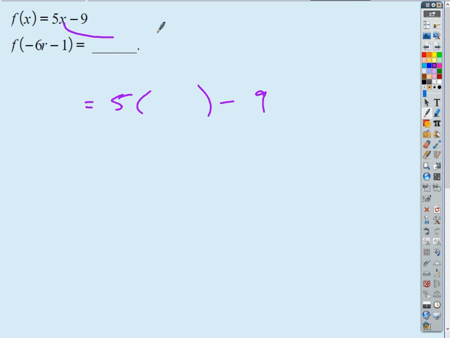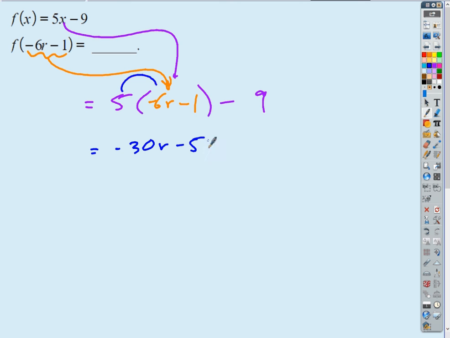Wherever I used to have an x, I'm just going to open up a set of parentheses. What am I plugging in? -6r minus 1. Right? I'm plugging in -6r minus 1. And if I just do the math here, if I just distribute the 5, I'm going to get -30r minus 5 minus 9, and I could just combine those like terms and I'm done.